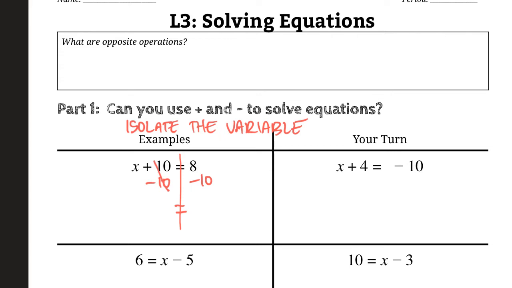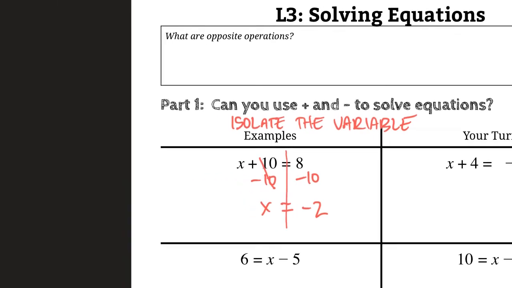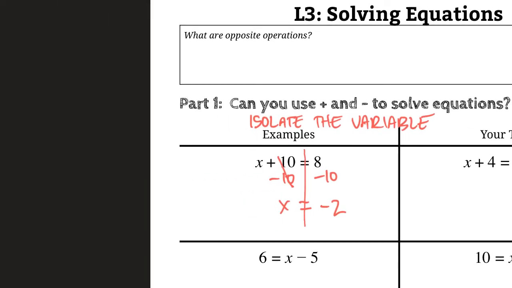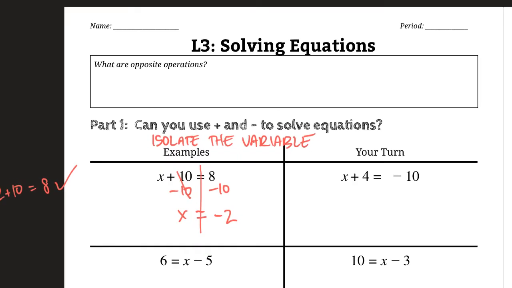So on the left side, we've gotten rid of this, so all we're left with is x, right? And on the right side, we have 8 minus 10. And what's 8 minus 10? It's negative 2. So that's our answer. X is negative 2. Negative 2 should have made this equation true. And we can check it. If we do negative 2 plus 10, what does that give us? Well, it gives us 8. So we're good. We got the right answer, right? Negative 2 is the answer to this equation.